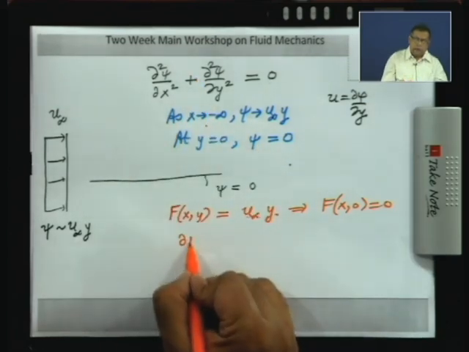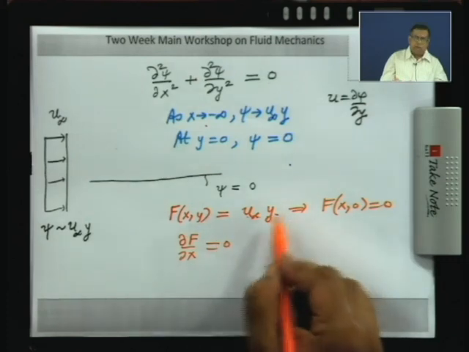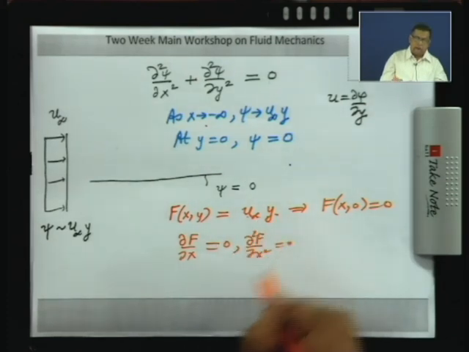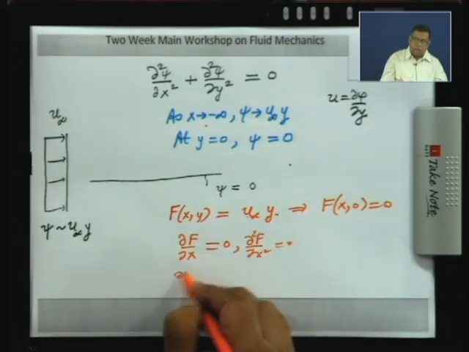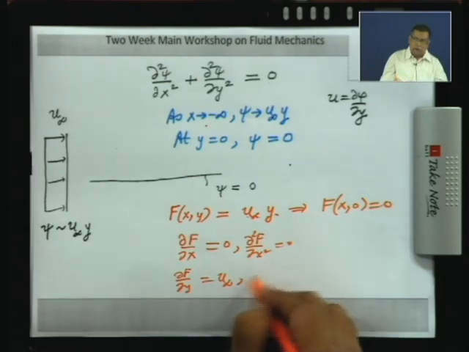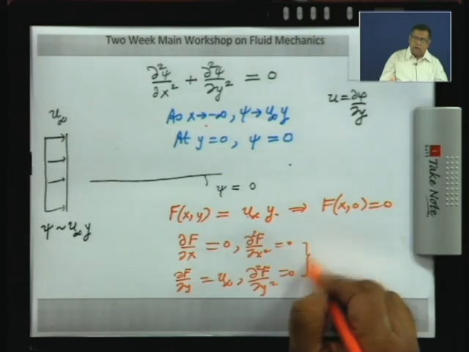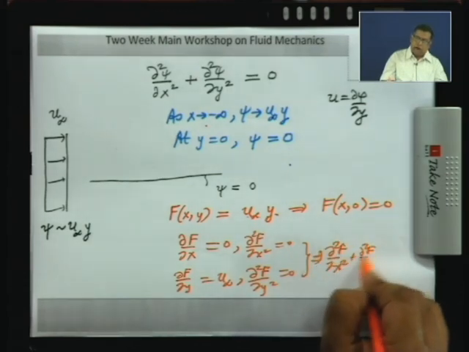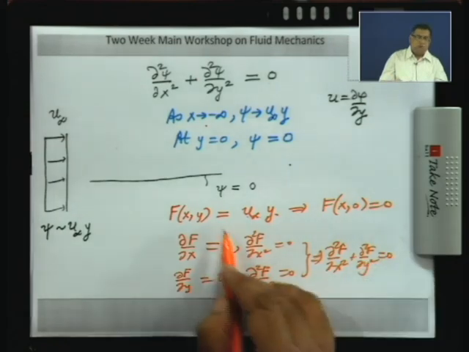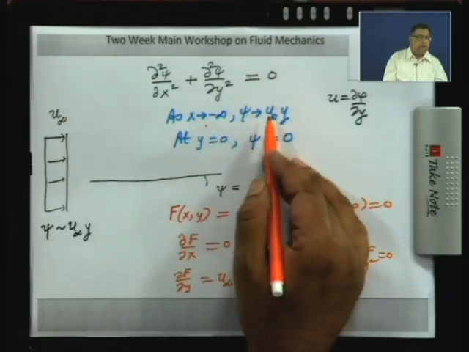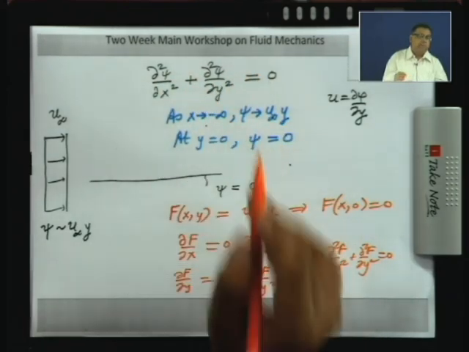So, what is del f del x? Well, del f del x is 0 because this does not depend on x. So, del 2 f del x square is also equal to 0. Now, if I look at del f del y, that is u infinity, which is a constant. So, if you look at the second derivative del 2 f del y squared, that is 0. This implies that del 2 f del x squared plus del 2 f del y squared is 0. So, this function satisfies your Laplace equation, it satisfies the required boundary conditions. So, therefore, we can say that the solution is simply u infinity times y.